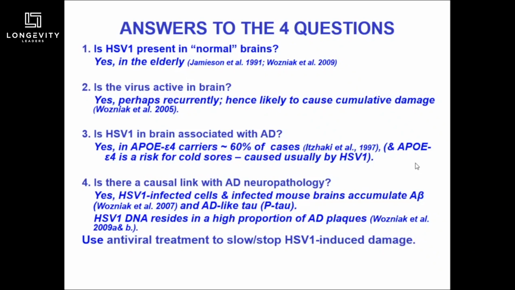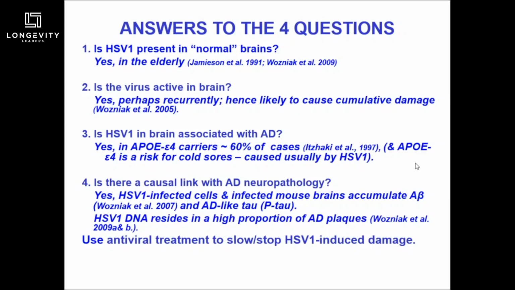In fact, there's been quite a bit of work, and I'm going to show a slide later showing that it is likely to be recurrent. Hence, it's likely to cause cumulative damage. Thirdly, is the virus in brain associated with Alzheimer's disease? And the answer is yes, in ApoE4 carriers. About 60% of cases are accounted for by HSV1 in brain of ApoE4 carriers. And also, as we found, ApoE4 is a risk for cold sores, which are usually caused by HSV1.